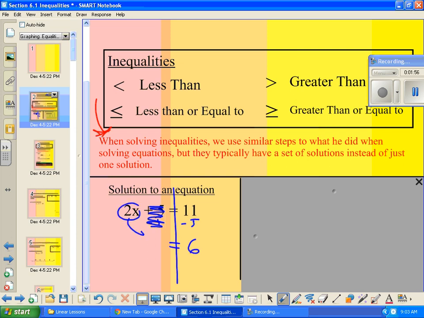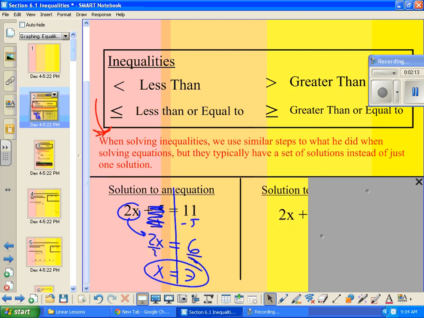Over here, I still have this 2x, so that comes down to the next level. 2x equals 6. Divide both sides by 2. I get x equals 3. So again, that should look pretty familiar to students. We've solved equations before. That's nothing new. There's the steps that we used.